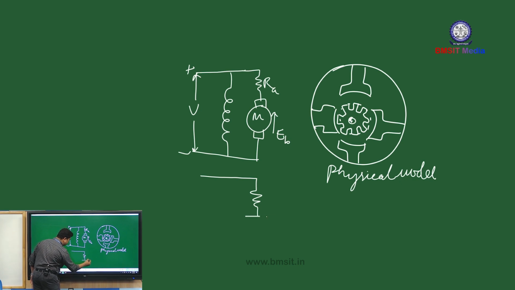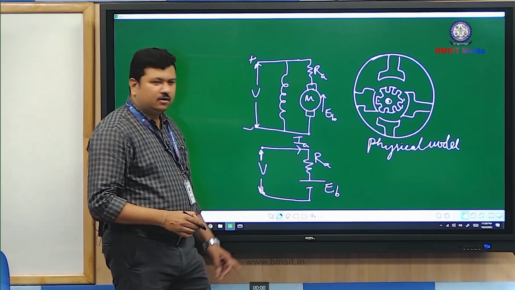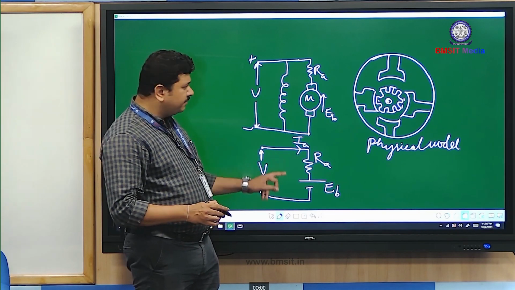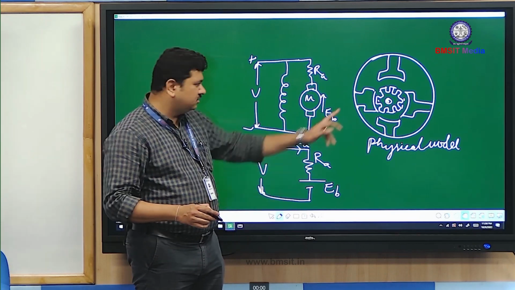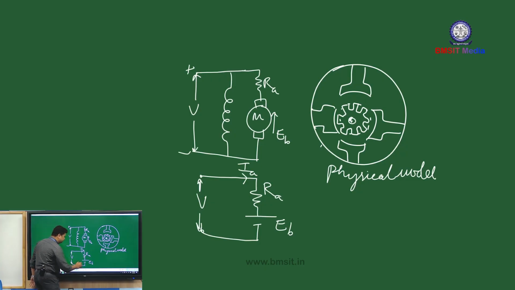Even if I want a more refined electrical model, then I will be showing it in this form. Back EMF is opposite to the supply voltage. Field need not be shown because the voltage across the field and the supply is the same. Ra, this is Eb, and I will show this as Ia. This circuit represents the same motor. So this is the physical model, this is the circuit model.